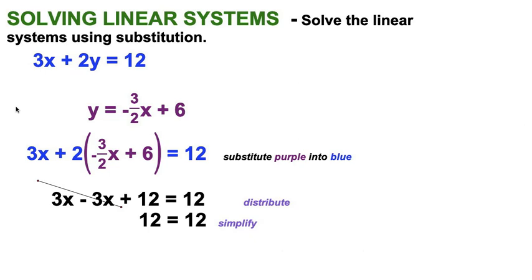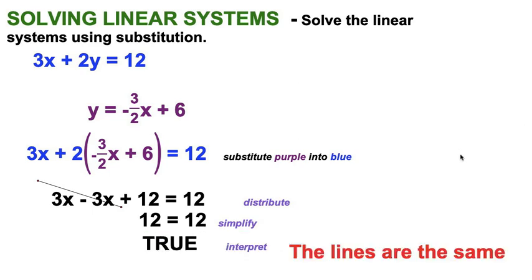But now I've got a different situation. 12 equals 12 is true. So what does that mean? I think it means they're the same line. Well, let's see if we can demonstrate this algebraically.